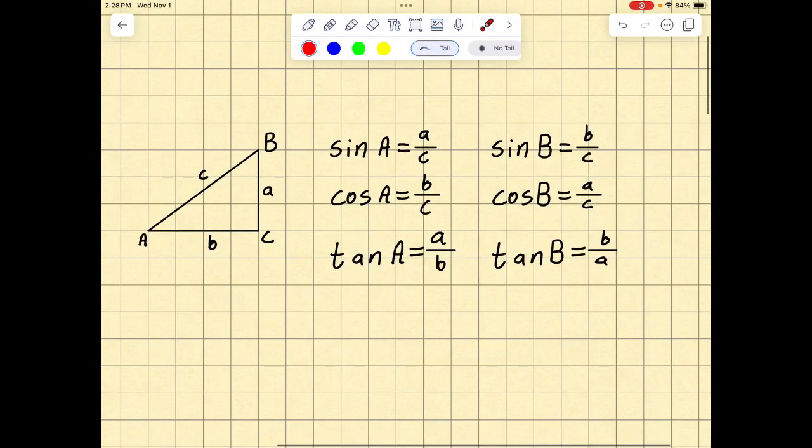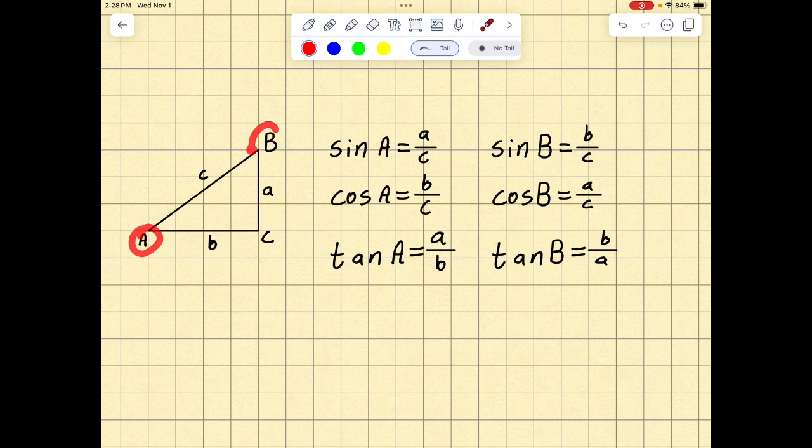All right, so we're looking at trig functions. What we have here are sine, cosine, and tangent. We're going to start with angle A down here. This is angle A, and we have the sine of A, which is lowercase a over c. We're going to use this to explore how we've labeled things.